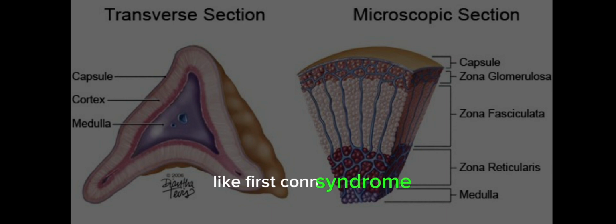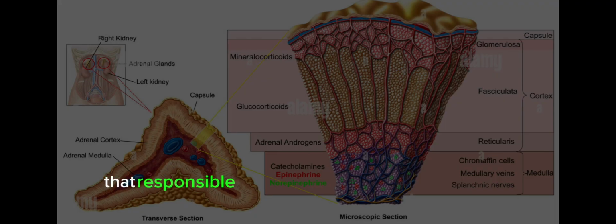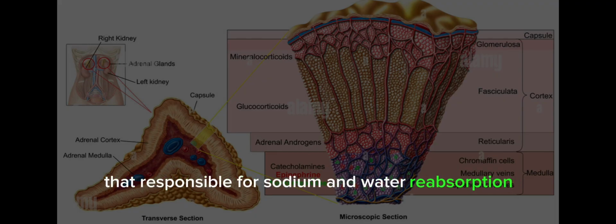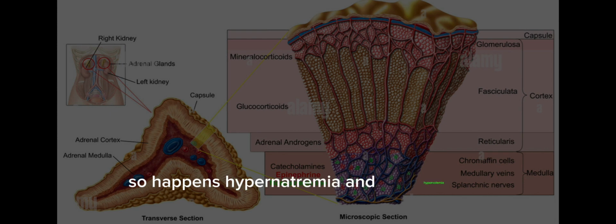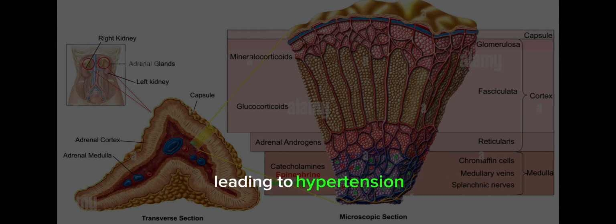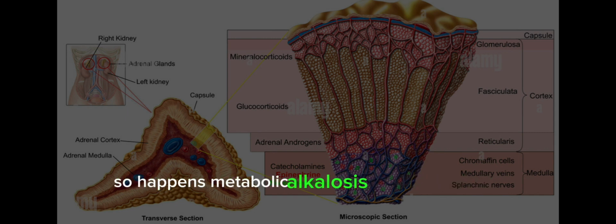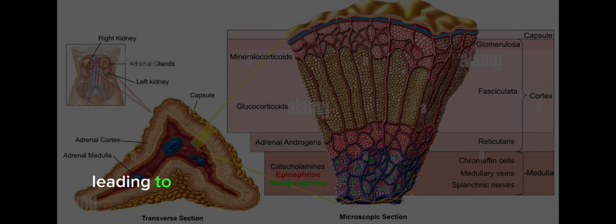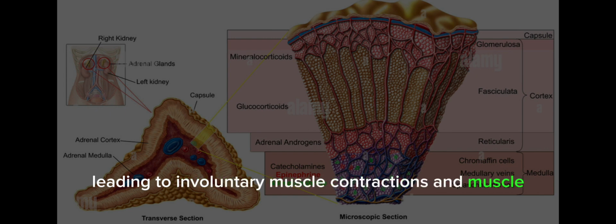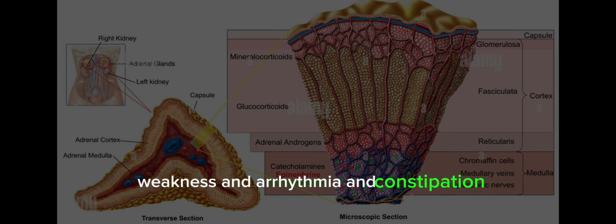First, Conn syndrome happens with increased secretion of aldosterone hormone of zona glomerulosa. That is responsible for sodium and water reabsorption, so hypernatremia and hypervolemia happen, leading to hypertension. And it is responsible for the excretion of hydrogen ions and potassium, so metabolic alkalosis and hypokalemia happen, leading to involuntary muscle contractions and muscle weakness and arrhythmia and constipation.